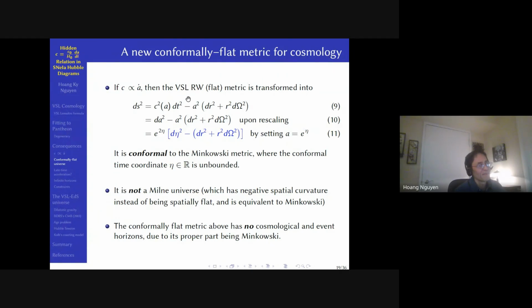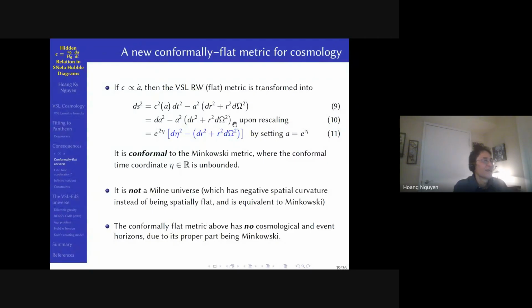All right. So interestingly, if we have C and A dot proportional to each other, then the Robertson-Walker metric here can be transformed further. So we put C equal to A dot. That means that we put here C. So this first term becomes dA because C is dA by dt. So therefore this becomes dA squared. And of course there's some coefficient right here, but we rescale it. We can redefine R and T so that this one becomes that.